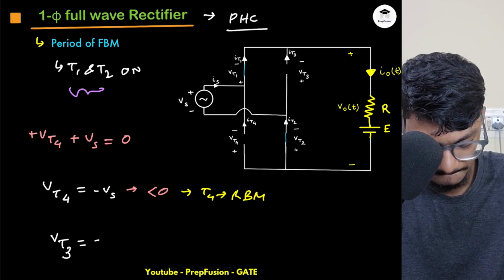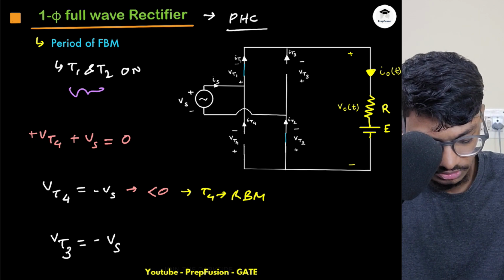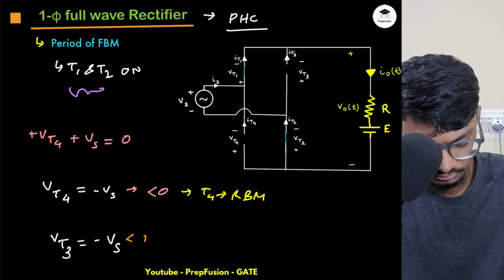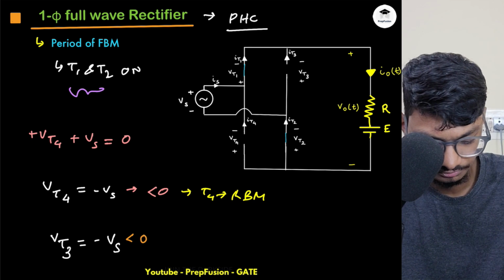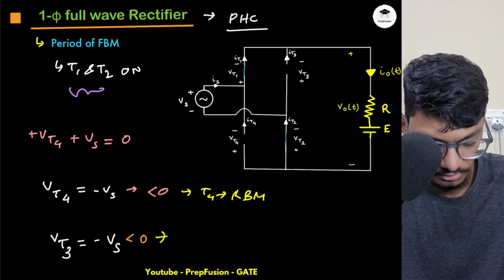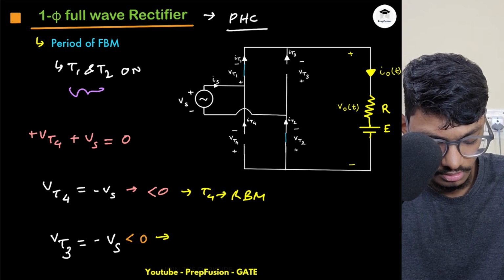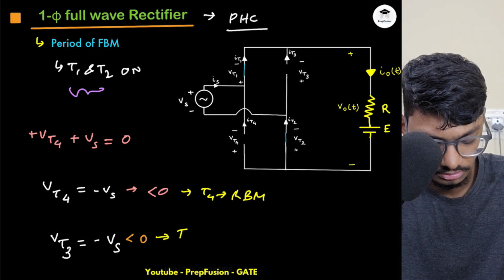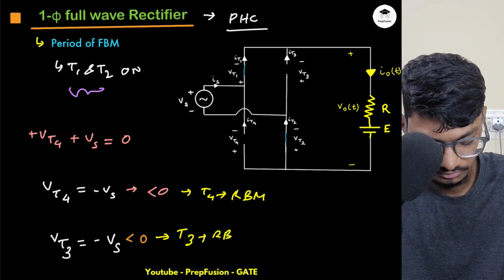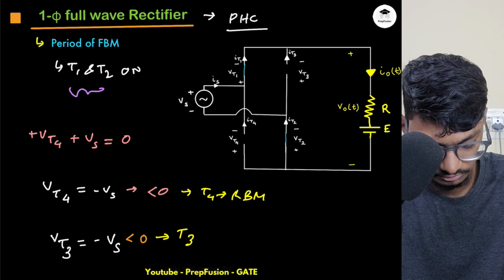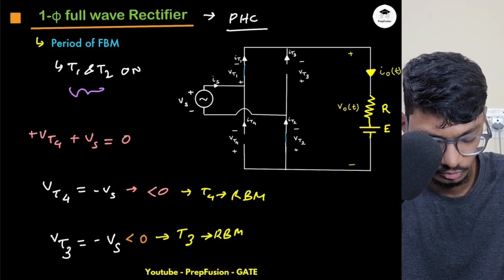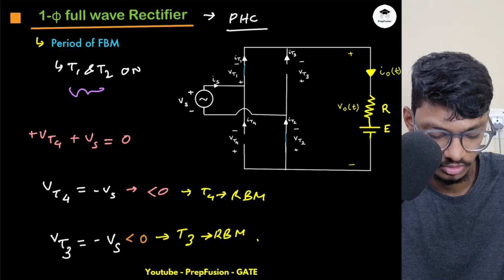So this is also less than 0. This is also less than 0. So what can I say? T3 also is in the reverse blocking mode. T3 also is in the reverse blocking mode.